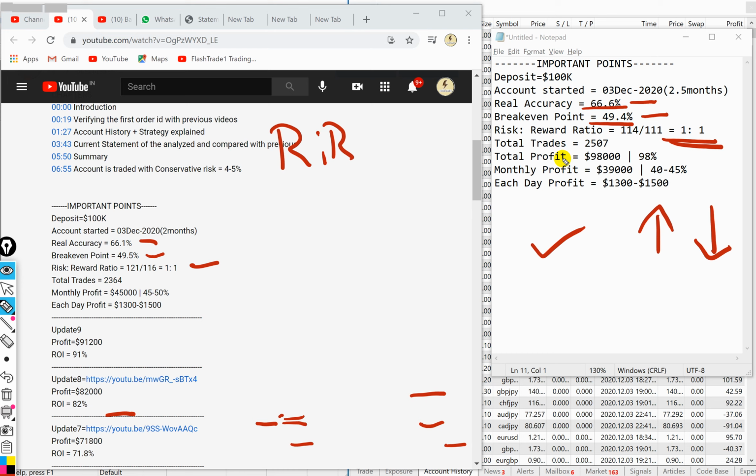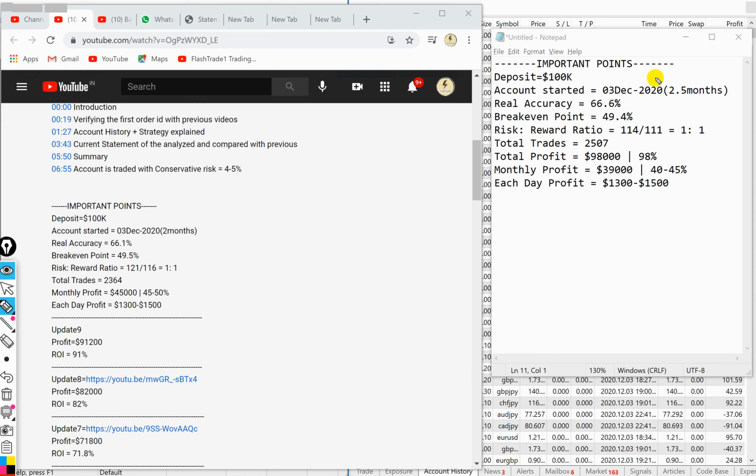We have seen the total profit on the account is 98,000 with 98% of profit in 2.5 months. Monthly profit is 39,000, giving 40 to 45% of profit this month. Each day profit is 1300 to 1500 on this account, with a deposit of 100k, and trading started on 3rd of December 2020. So if you have any query regarding this account, then you can ask our WhatsApp or Telegram executive.